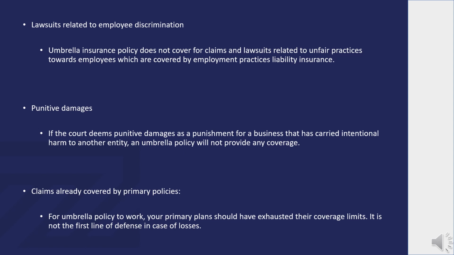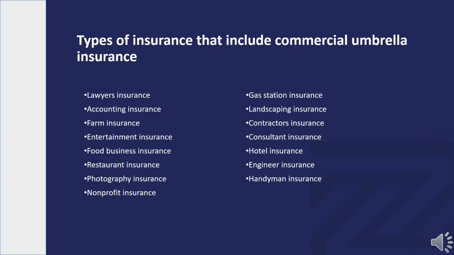For umbrella policy to work, your primary plans should have exhausted their coverage limits. It is not the first line of defense in case of losses. You can check out some of the types of insurance that include commercial umbrella insurance in this list. You can pause the video and read them. For now, let's move on.